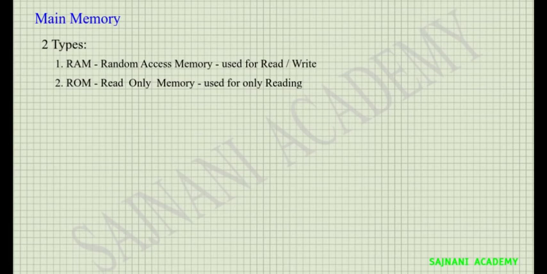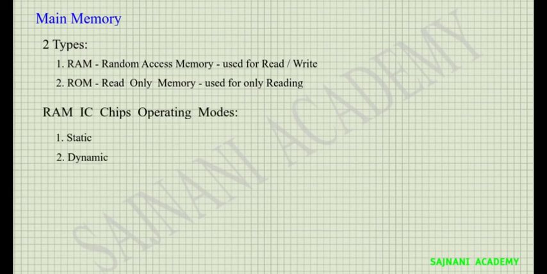Main memory can be of two types, RAM and ROM. RAM is random access memory, which is used for reading and writing both, whereas ROM is read-only memory, which is used for read-only purpose. If we talk about the operating of the RAM ICs, it can be done in two types, static versus dynamic. Now dynamic memory is made up of capacitors, and the concept used is charging of the capacitor.